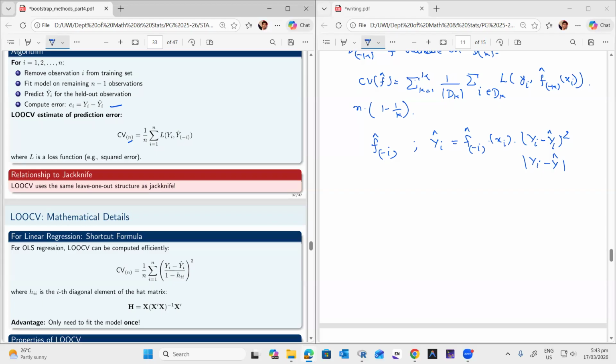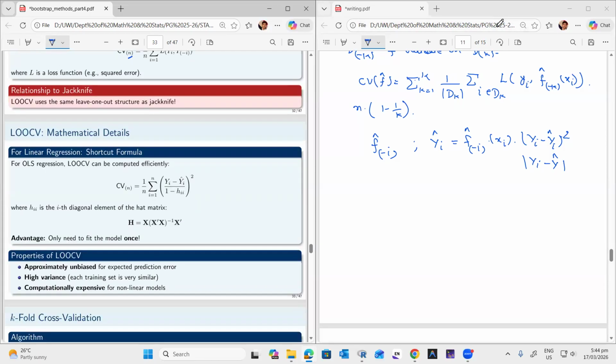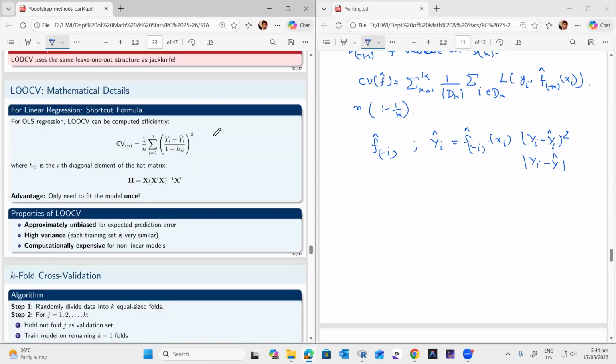Okay, but other losses like absolute or classification error can also be used here, but the choice of the loss should align with the ultimate goal of the model. All right, so this is the algorithm of leave-one-out cross validation. So there is the mathematical detail of that one.